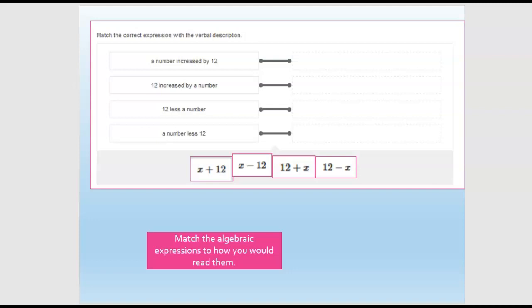Here's a little matching exercise. A number increased by 12. Notice our variable is an x here instead of an n. It doesn't make any difference. Increased by still means plus. A number is my variable. Increased by 12, plus 12. 12 increased by a number would be the same thing, just the other way around: 12 plus x. 12 less a number. Here's where you've got to be careful. It's less, not less than. So 12 minus our mystery number. A number less 12. There's our number less 12.